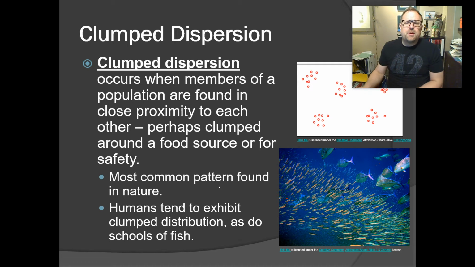This is the most common pattern we find in nature, and humans tend to exhibit a clumped distribution as well, right? We tend to have our cities in clumps. When you think about history, maybe it was around a fur trading post. Maybe it was around a resource of some sort that they needed access to, like a river, something along those lines.